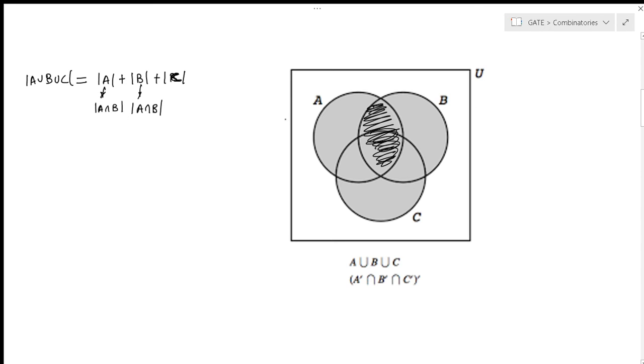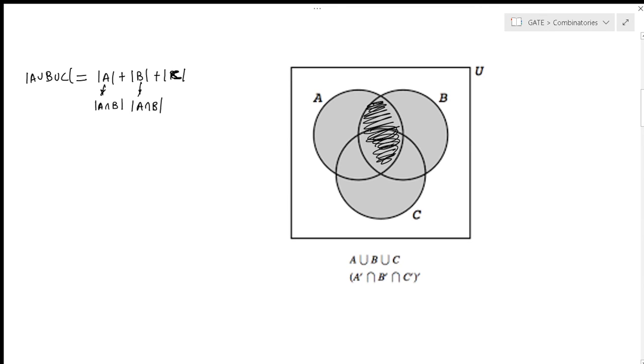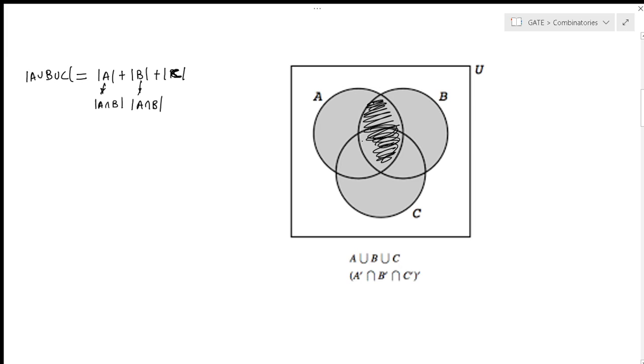Now this same story will repeat with the A intersection C also. So the same story would be with the A intersection C. On similar lines, if A and C are sharing something, then that intersection between them, which is A intersection C, was added when I added the A, but it was again added when I added the C. So again I added the A intersection C.